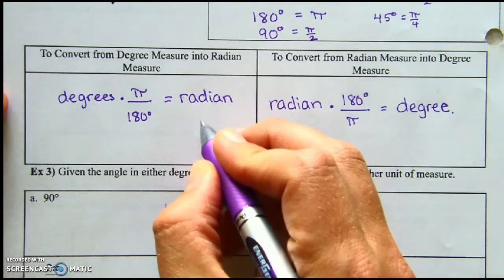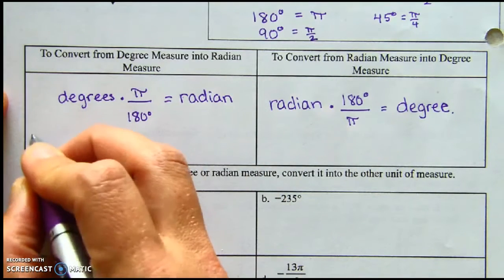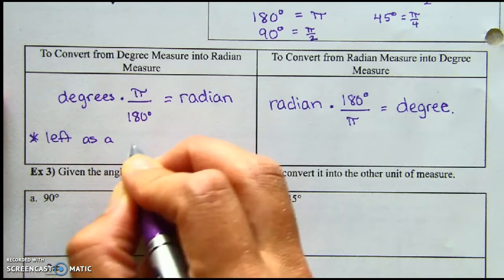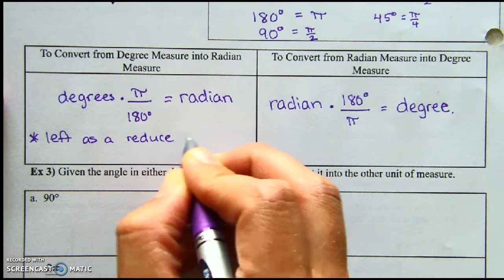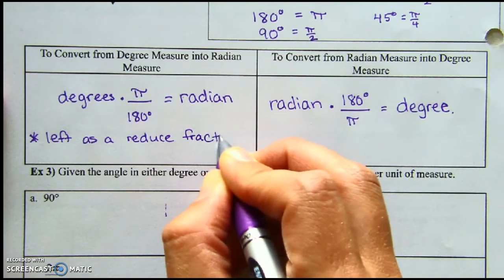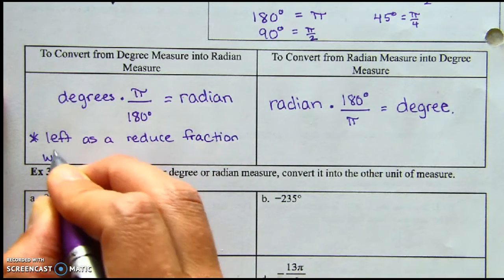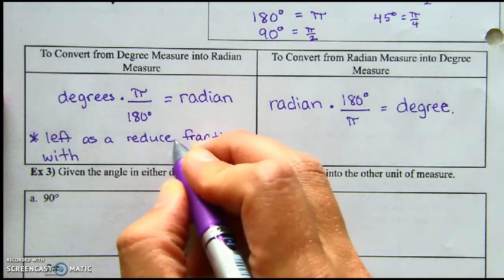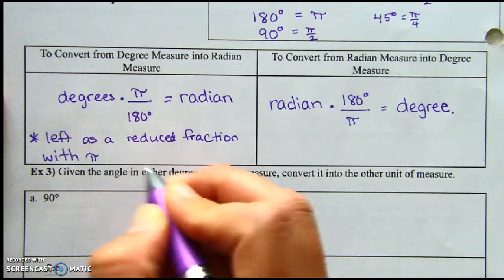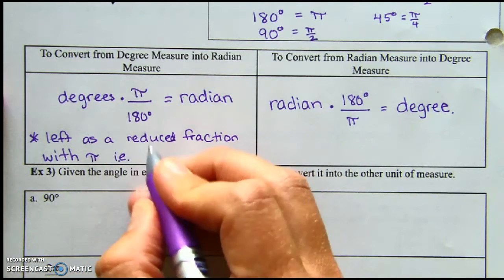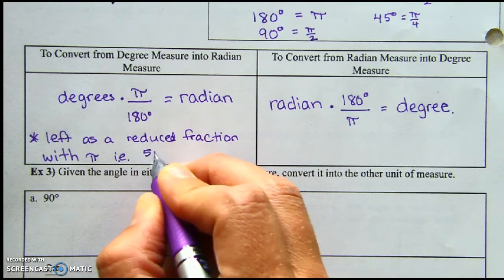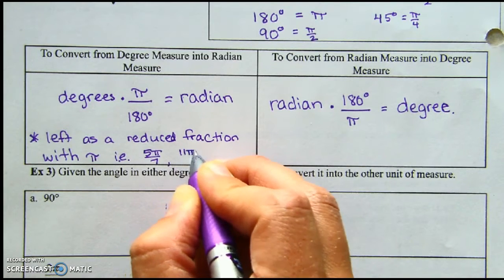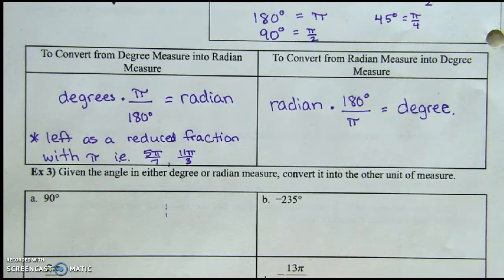Our radians are going to be left as a reduced fraction with pi. So you're going to leave pi in all your answers. We're not going to multiply it by 3.14. Left as a reduced fraction with pi. Do you know what IE stands for? Like, for example, 5 pi over 7, 11 pi over 3, like that.